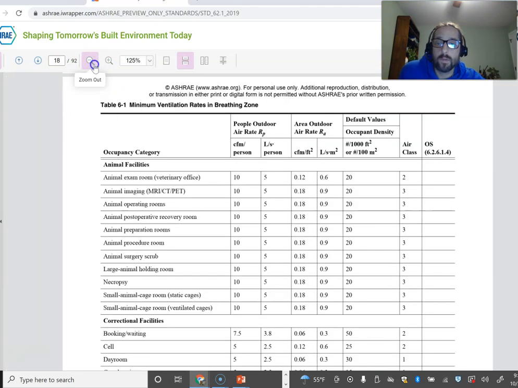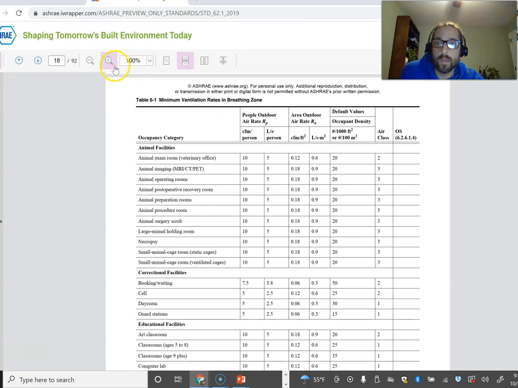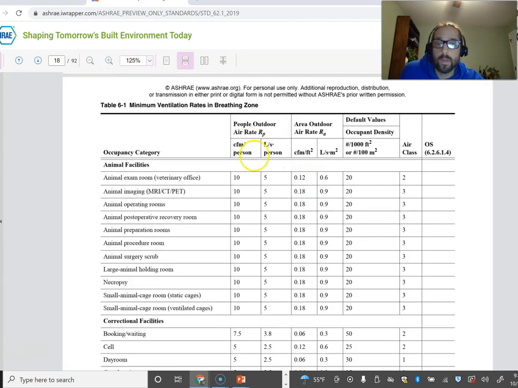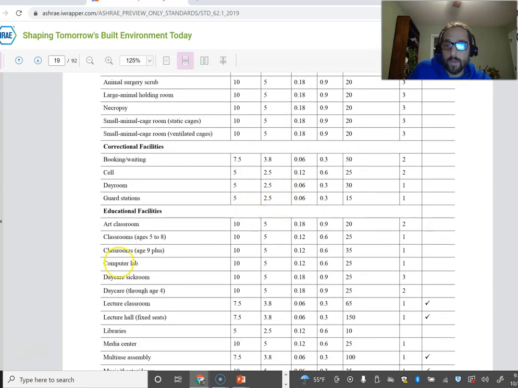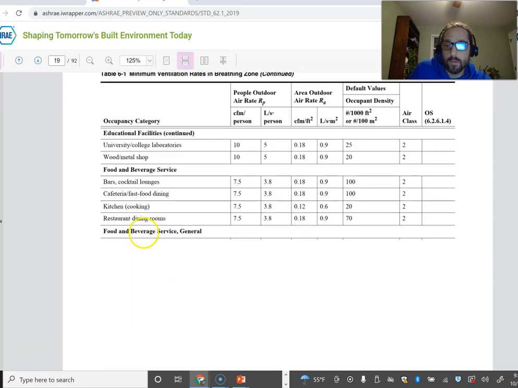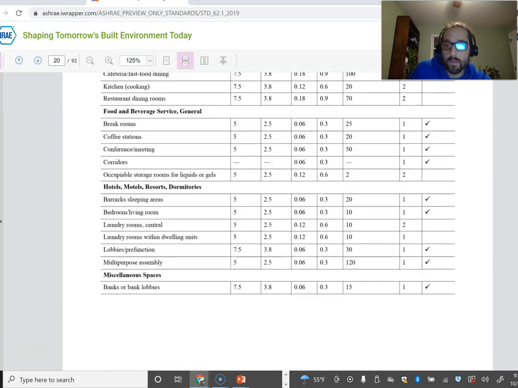Okay, so you'll do this in your lab today. So here's your table. You can see we have all of our variables. We have our CFM per person, or R sub P. We have our outdoor air rate, or R sub A. And then we actually have our maximum occupant density as well. And so over here, we'll look for office. We can find it.